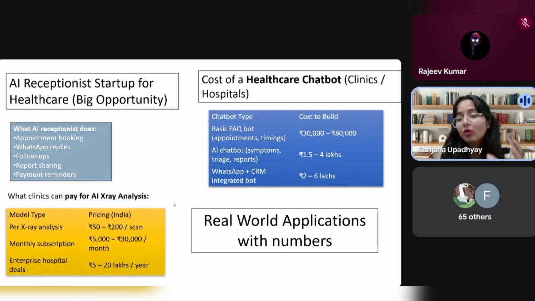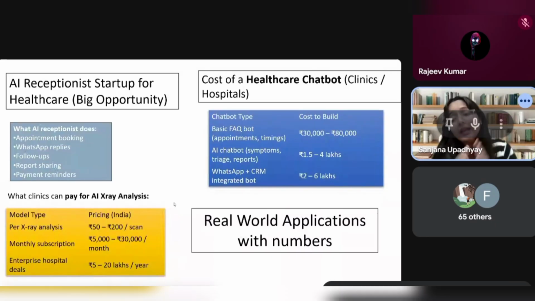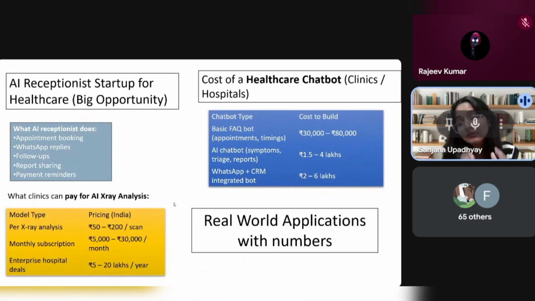Can you imagine how much of a doctor's workload is going to reduce when AI receptionists have been integrated in all the dental clinics, medical colleges, and hospitals? And even if we do not take away the real human receptionist, the real human receptionist's job will be made much easier with the help of the AI receptionist. So, the cost of healthcare AI chatbots.